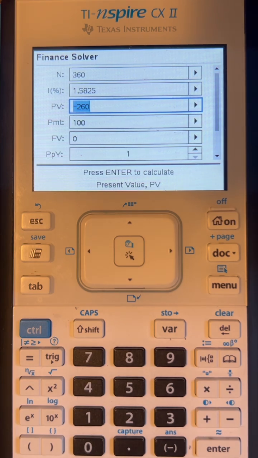All right, so that's it. The calculator is a big help, especially when you're calculating the interest rate of an annuity, but it's a good way to check your answers when you're working through problems as well.